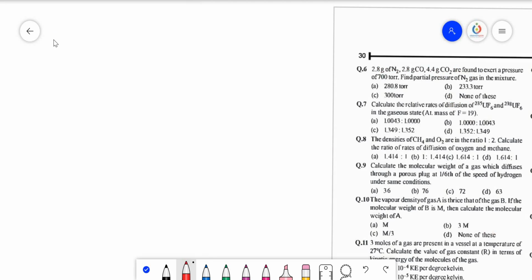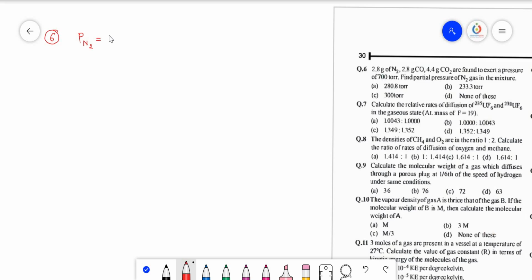Let us solve question number 6. The given question is 2.8 grams of nitrogen, 2.8 grams of carbon monoxide, and 4.4 grams of carbon dioxide are found to exert a pressure of 700 torr. Find the partial pressure of nitrogen gas in the mixture. First of all, I will write the formula for finding the partial pressure.